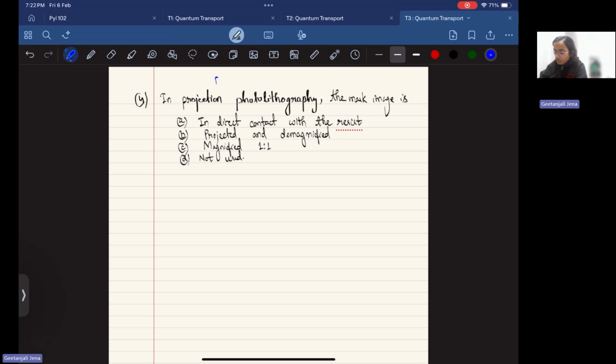Question number 4. In projection photolithography, the mask image is in direct contact with the resist, or it is projected and then demagnified, or it is magnified 1 to 1, or it is not used. Which one of these do you think is the correct option?